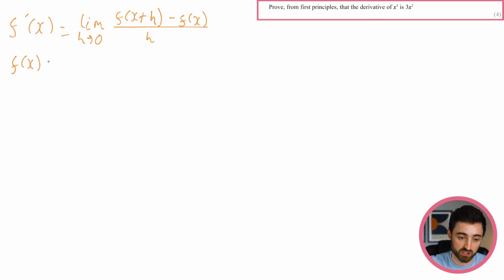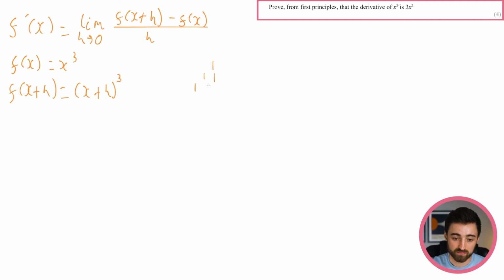So in this case, what is f of x? It's going to be x cubed. So all I need to do is work out f of x plus h before I stick it in here. I'm going to do a bit of the old binomial expansion. If you think of Pascal's triangle, the coefficients of this expansion are going to be 1, 3, 3, 1. And then the powers are going to go like this: x cubed, h to the power of 0, then x squared, h to the power of 1, x h squared, x to the naught, h to the power of 3.